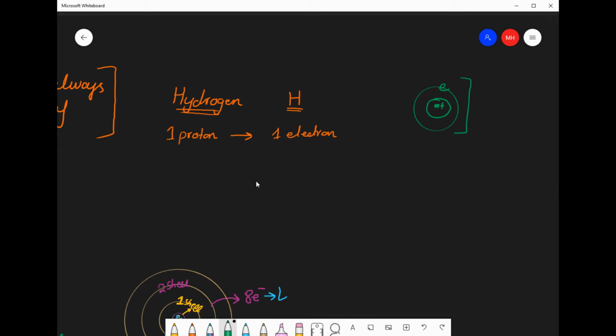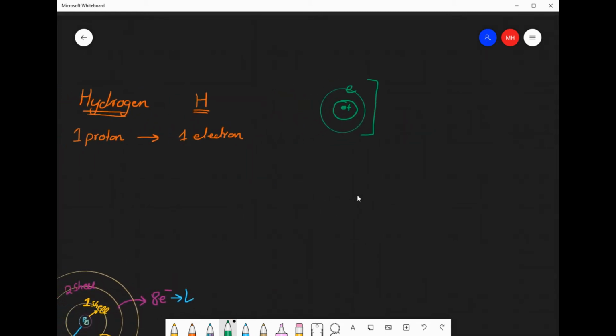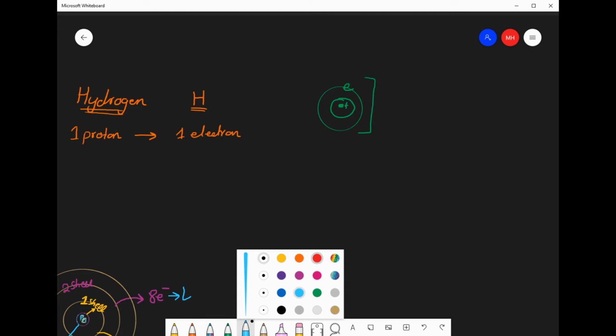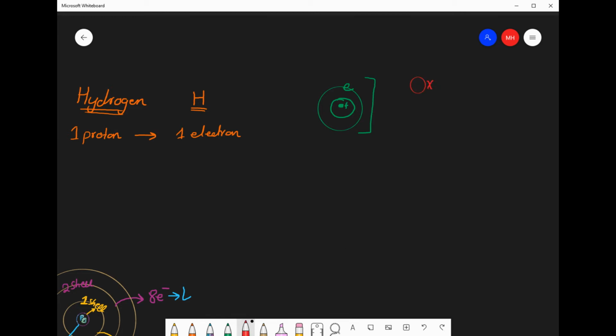Let me give you another example where things go differently. As you have heard a lot about hydrogen, you might also have heard about oxygen. Oxygen is an atom, correct? We represent oxygen with O. Let's suppose oxygen has 6 protons. Then according to the rule that the number of protons is equal to the number of electrons, 6 protons means 6 electrons are there. So 6 electrons, 6 protons.